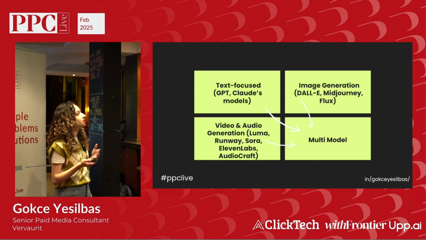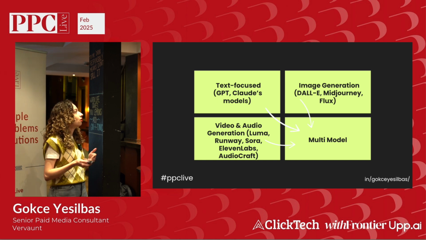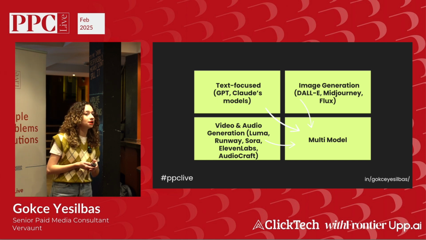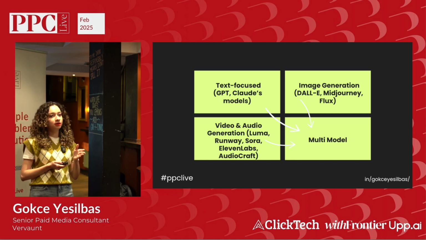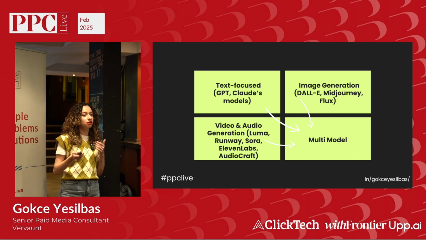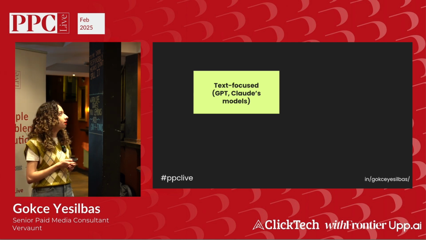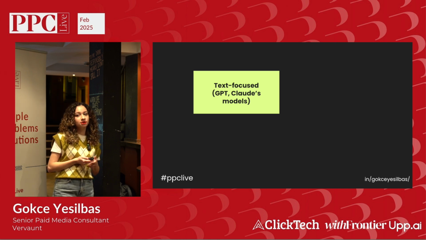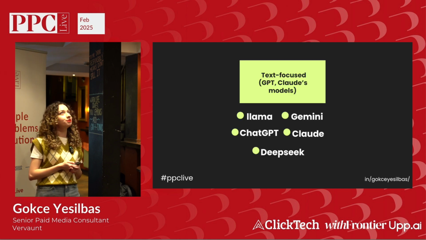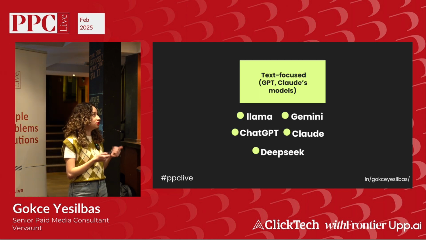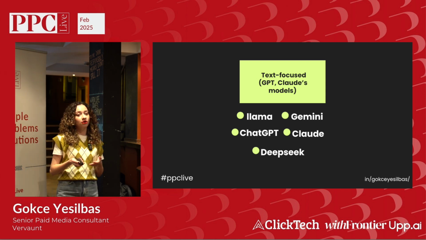You can easily generate images with Midjourney or Flux, or you can easily generate video or audio with Sora or 11 Labs. But now, most of the mainstream AI models are becoming multimodal, where you can use both text and images together as input or output. But today, we will mostly talk about text-focused ones for our ad copy testing. So, there are more LLMs than ChatGPT for your ad copy testing, such as Llama, Gemini, Claude, or even DeepSeek.